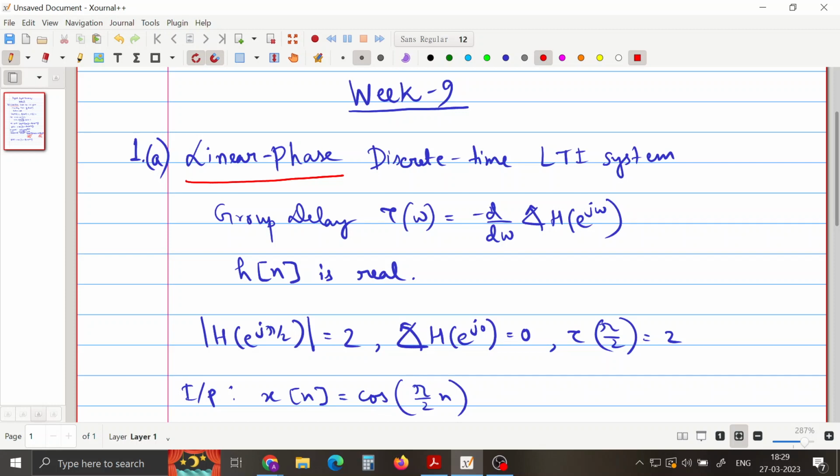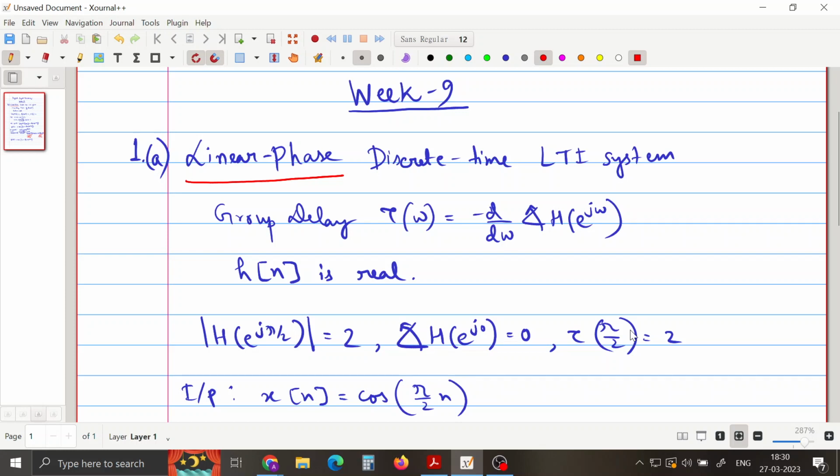Now regarding the group delay, we have already been given that tau of pi by 2 is equal to 2. The group delay at pi by 2 is equal to 2. But we already concluded, because of linear phase, that the group delay should be constant. So tau of omega in general should be equal to this tau of pi by 2, which is 2. It should be 2 for all omega, right?